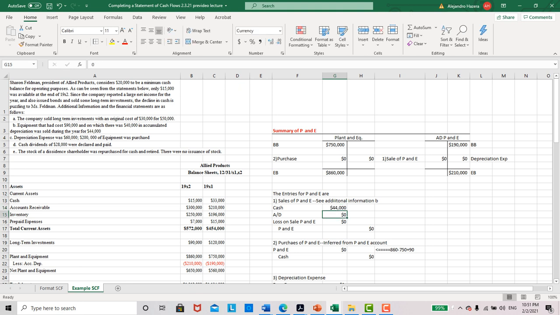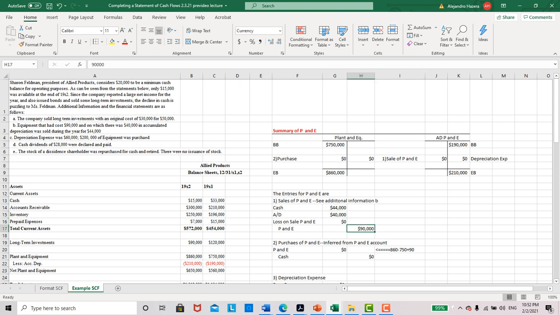Okay. You sold it and it had accumulated depreciation of $40,000, so you have to write off the accumulated depreciation for $40,000. Okay, and then the only other thing it tells you is that it had a cost of $90,000, so you've got to take $90,000 off the books. Okay, so remember that the net book value is the 90 minus the 40, so the net book value is 50.